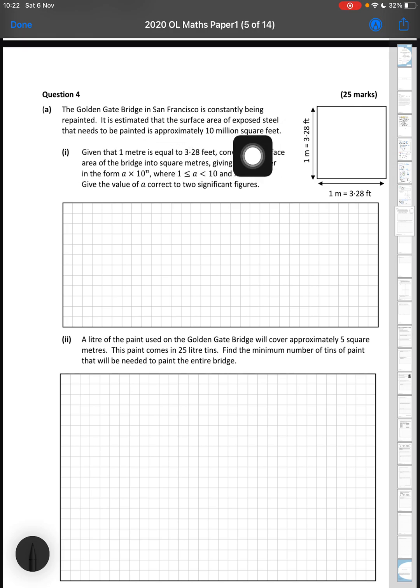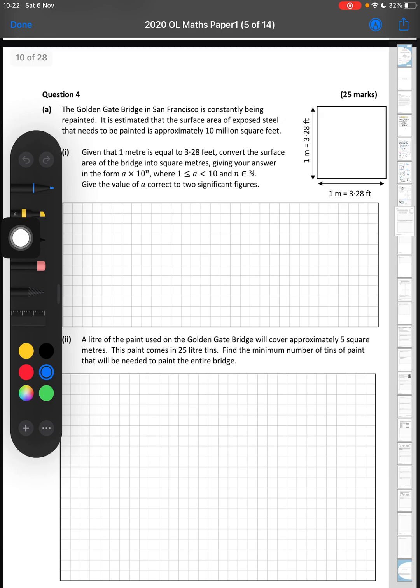Question 4 says the Golden Gate Bridge in San Francisco is constantly being repainted. It's estimated that the surface area of exposed steel that needs to be painted is approximately 10 million square feet. Given that 1 meter is equal to 3.28 feet, convert the surface area.